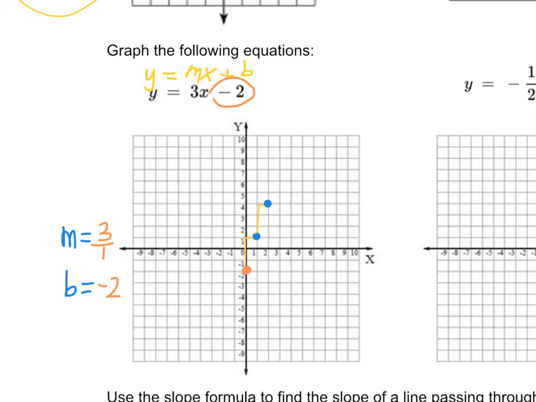Keep going. Rise 3, run 1. Whoops, I fell off the graph there. Rise 3, run 1. And keep going. Also, reverse the direction so we can have it go through all the quadrants. So drop 3, go back 1. Change that to blue. Continue, drop 3, go back 1.